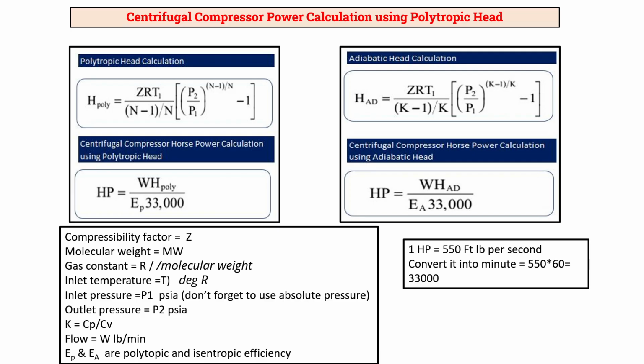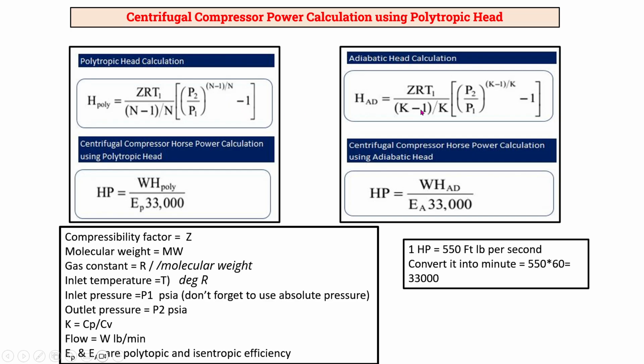Now, how to calculate the polytropic head. This is the polytropic head: Z R T1 by (n minus 1) by n, times (P2 by P1) to the power (n minus 1) by n, minus 1.